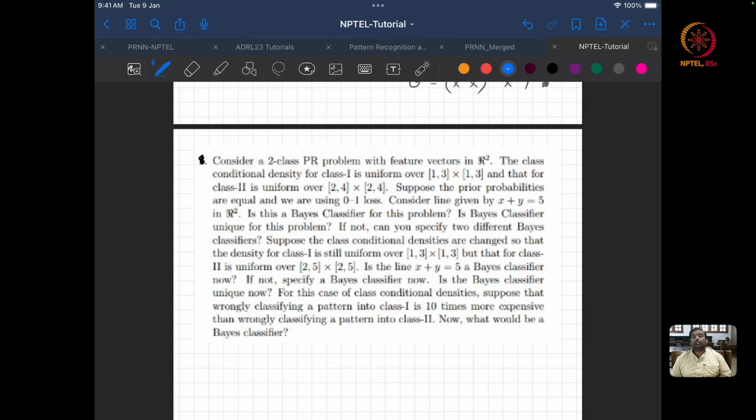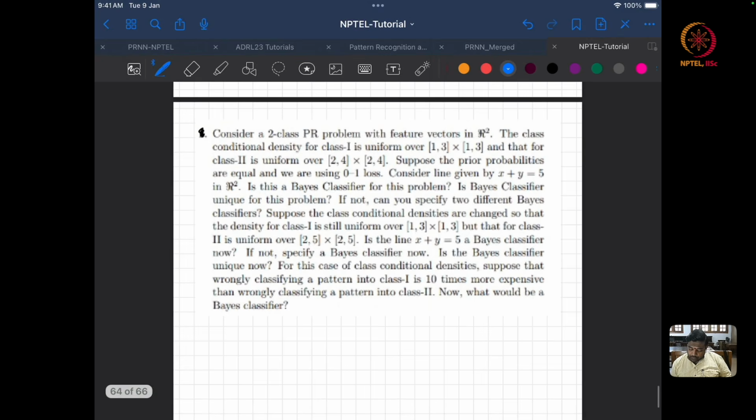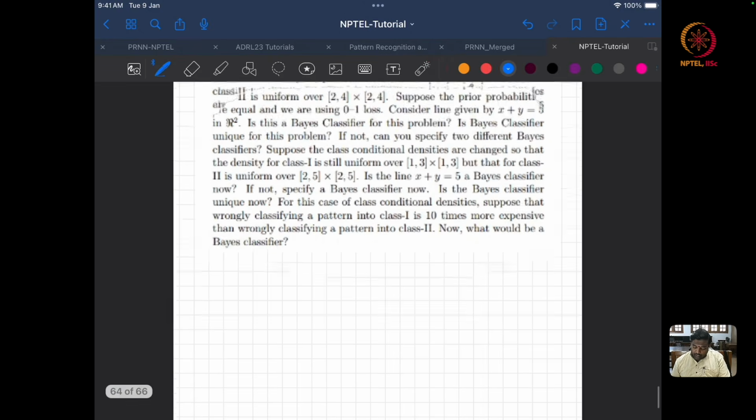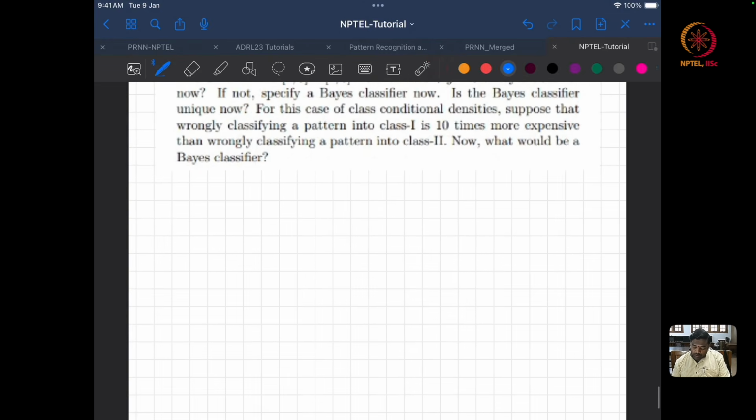So the main idea of all these questions is to give you an intuitive feel of how things work. Given a problem, how do you go and work? Okay, so now let's take a two-class classification problem with feature vectors in R2. That means you have your points in R2. So now we can easily plot R2. Let's plot them first.